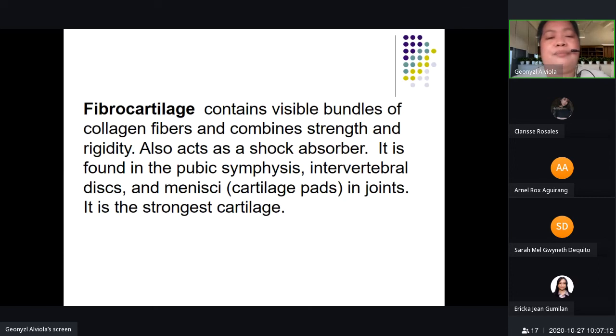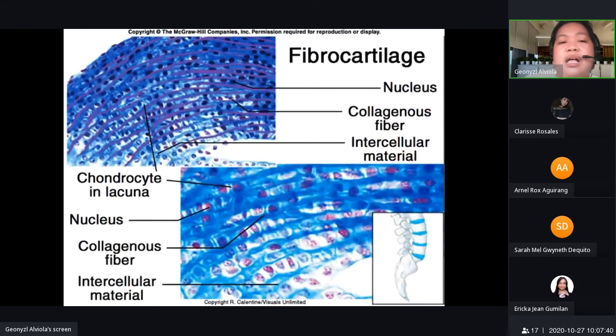So, that is in the pelvic girdle, the intervertebral disc, between your vertebral bones, in between those, and the menisci or the cartilage pads in joints. But the most famous is the intervertebral disc. There is more of it there, and that is usually seen in microscopic slides.